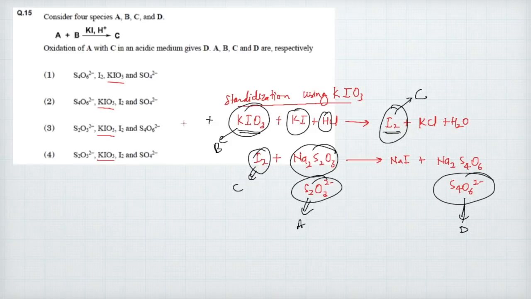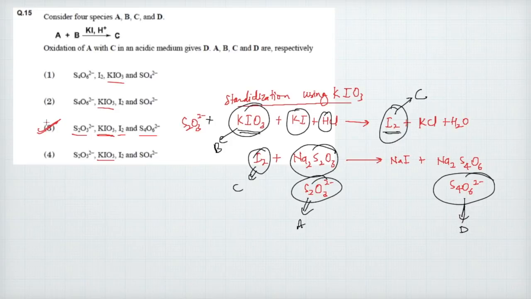Okay, so this S2O3 2 minus will be there in the reaction. So this is how the reaction actually is. Your A comes out to be S2O3, B comes out to be KIO3, C comes out to be iodine, and your D comes out to be S4O6 2 minus. So it was a direct reaction asked from your books. So option number 3 is going to be the correct answer for this.